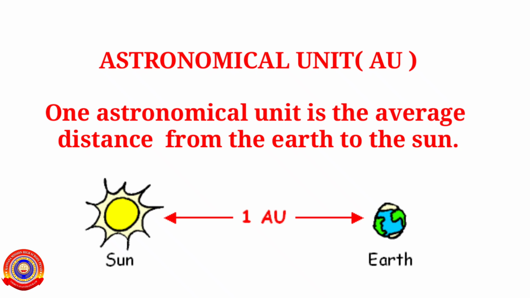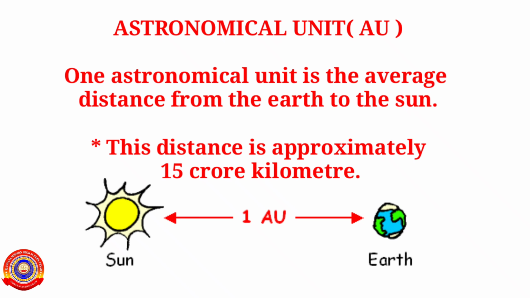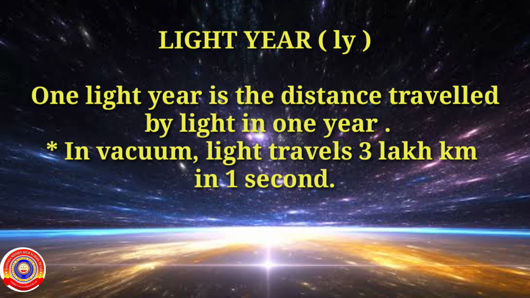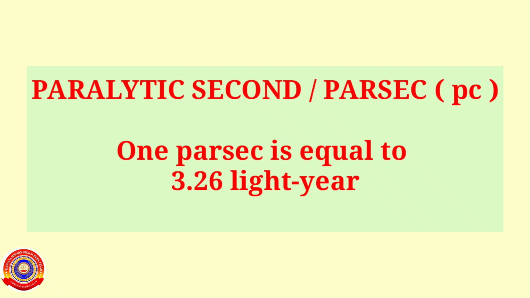1 astronomical unit is the average distance from the Earth to the Sun. This distance is approximately 15 crore km. 1 light year is the distance travelled by light in 1 year. In vacuum, light travels 3 lakh km in 1 second. The next one is parallactic second or parsec. 1 parsec is equal to 3.26 light year.